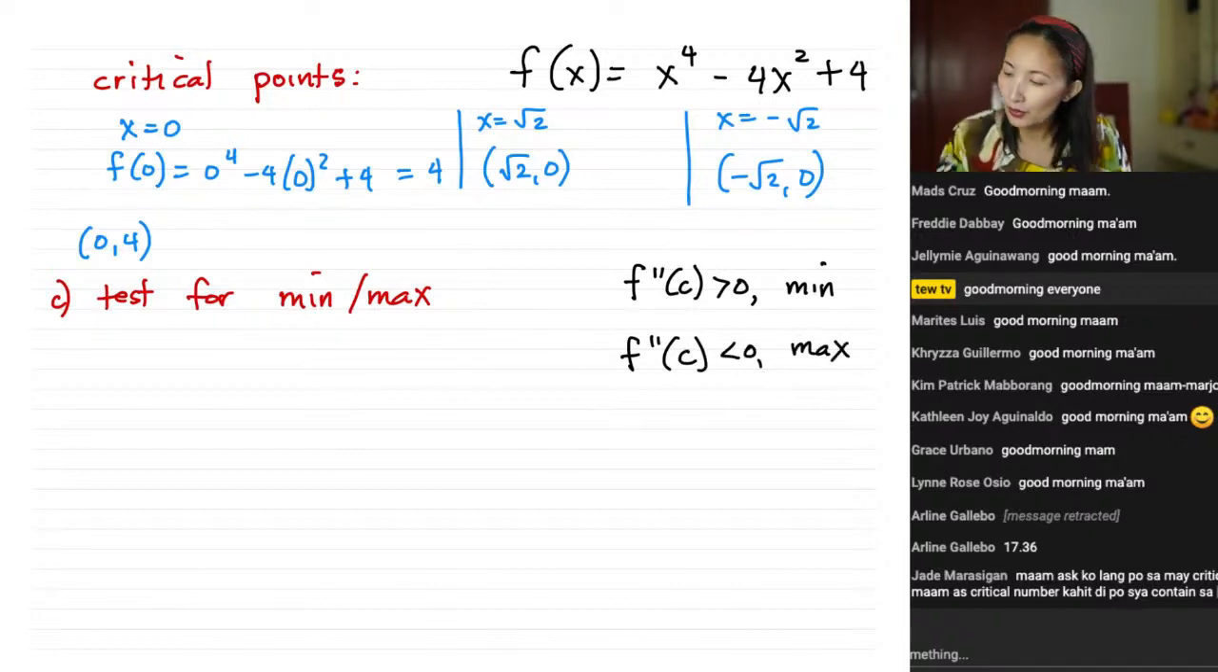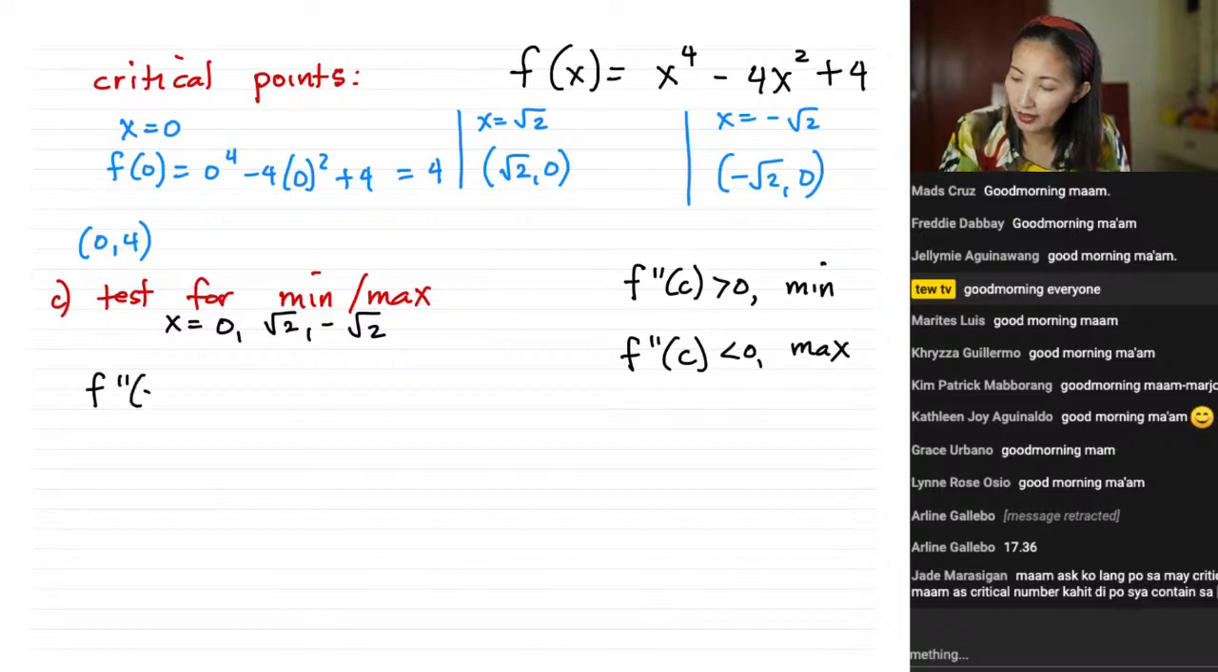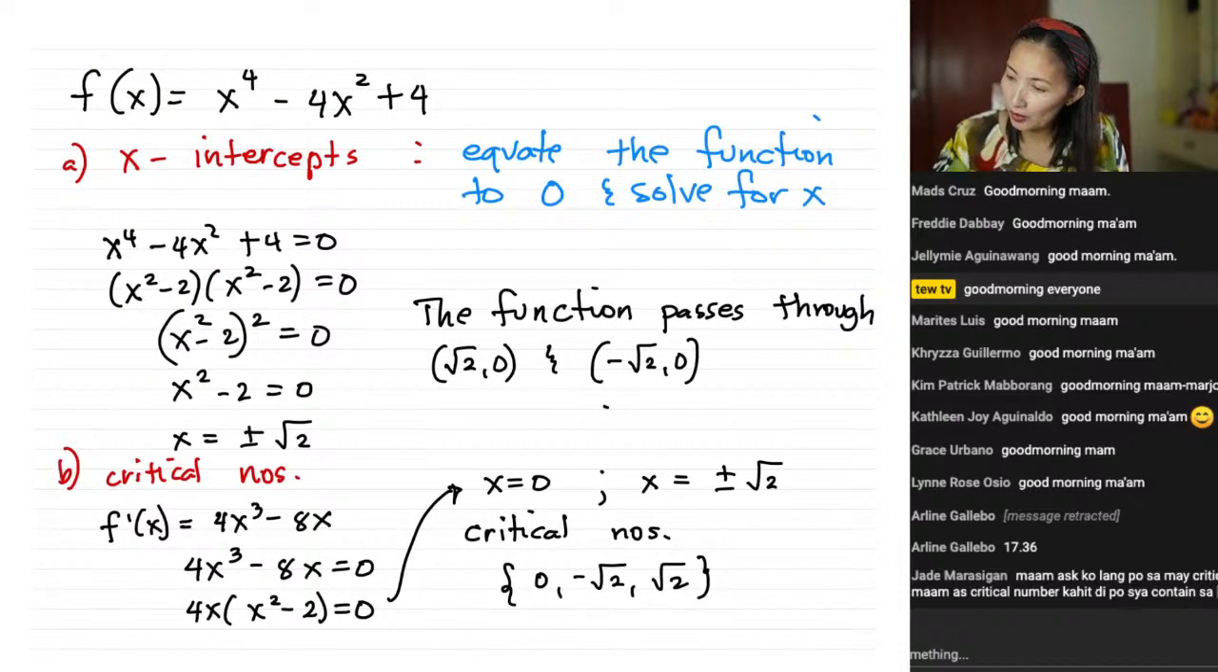So, f double prime of 0. What are we going to test? Our critical numbers. Our critical numbers are x equal to 0, square root of 2, and negative square root of 2. So f double prime of 0, what is it equal to? Take the second derivative first. What is f prime prime of x? From the previous, we have already f prime. So this is f prime.